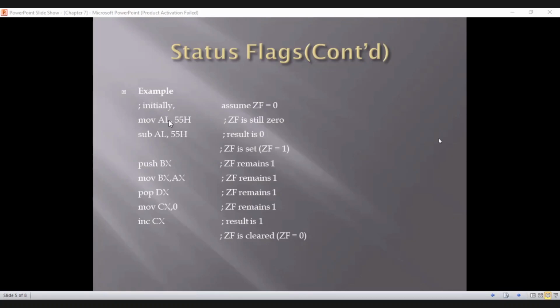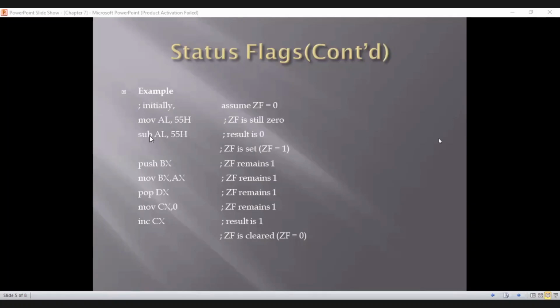So actually, initially AL equals 0. So we are initializing this register. So it's not any arithmetic operation because you're not going to get any result after this move operation. So we are just initializing the register. So after the operation, now AL equals 55H, and the value of the zero flag register is still 0.